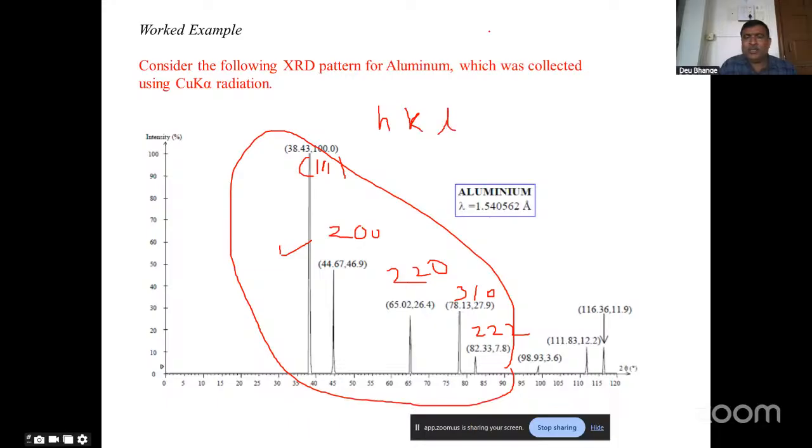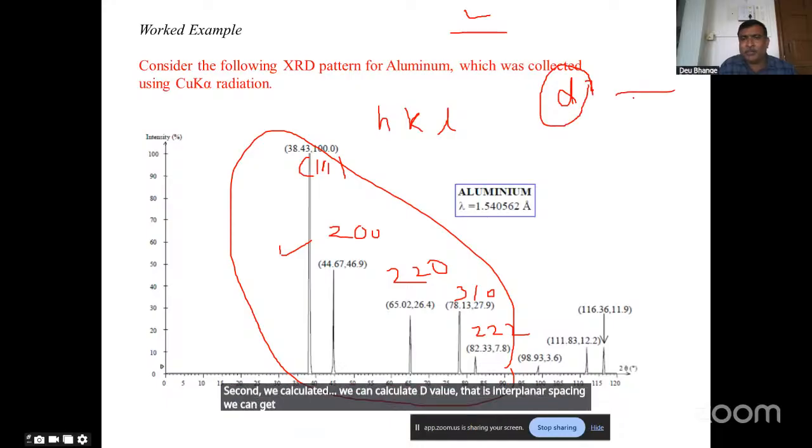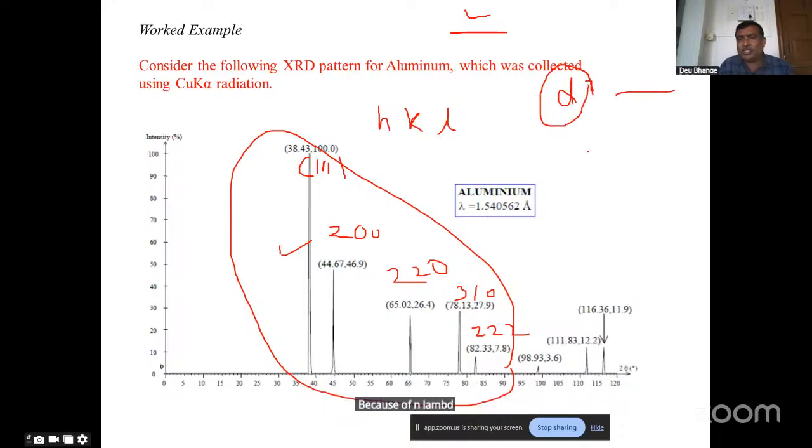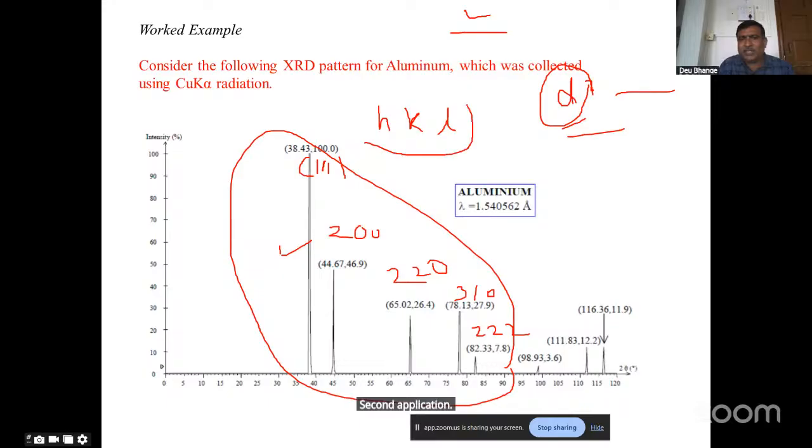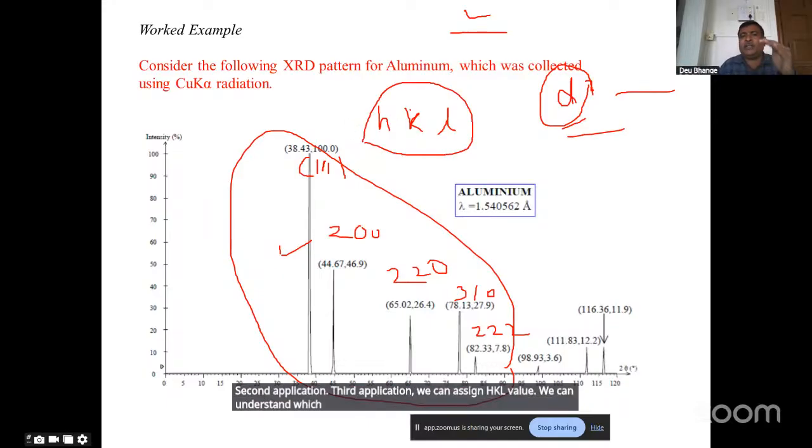First of all, we could determine whether it is crystalline or amorphous. Second, we can calculate the D value, that is the interplanar spacing, from XRD. Because n lambda is equal to 2d sin theta. Theta is known, lambda is known, you can calculate D. Third application, we can assign HKL values. We can understand which crystal plane is taking part in the diffraction procedure.